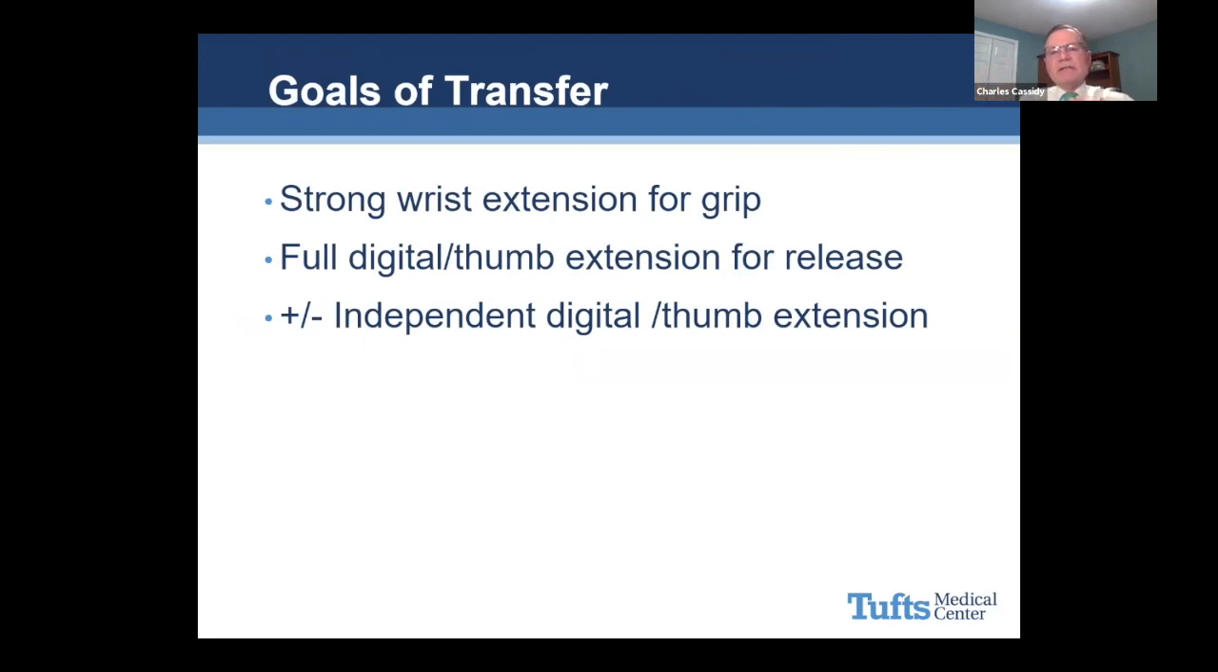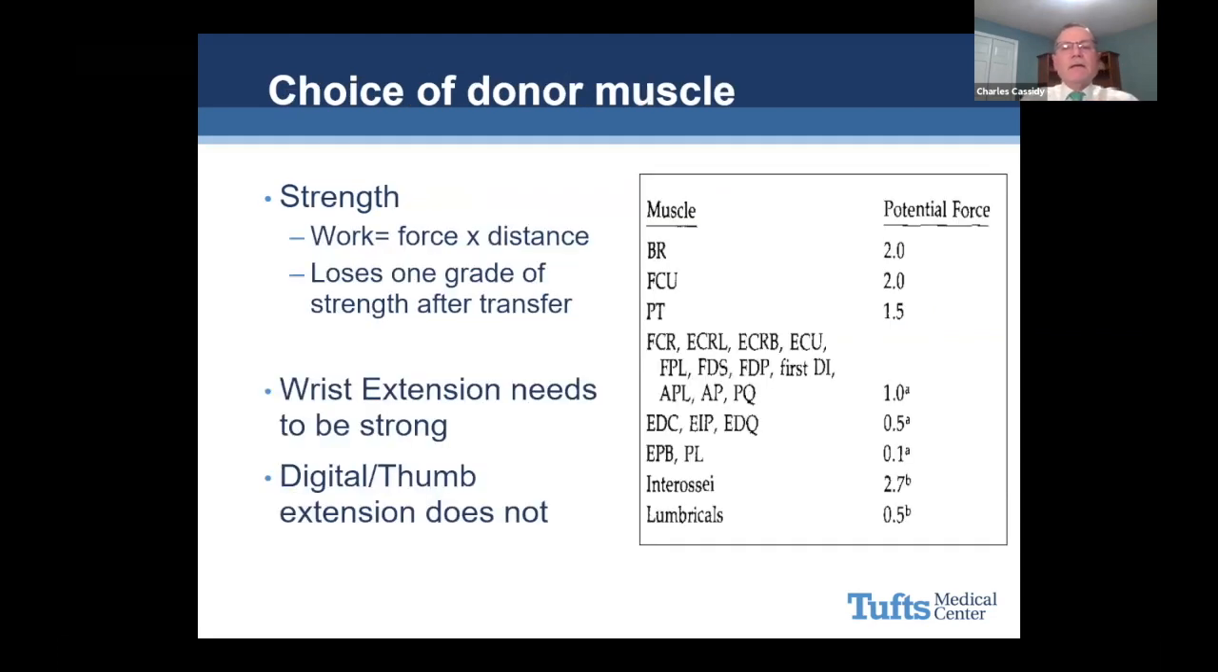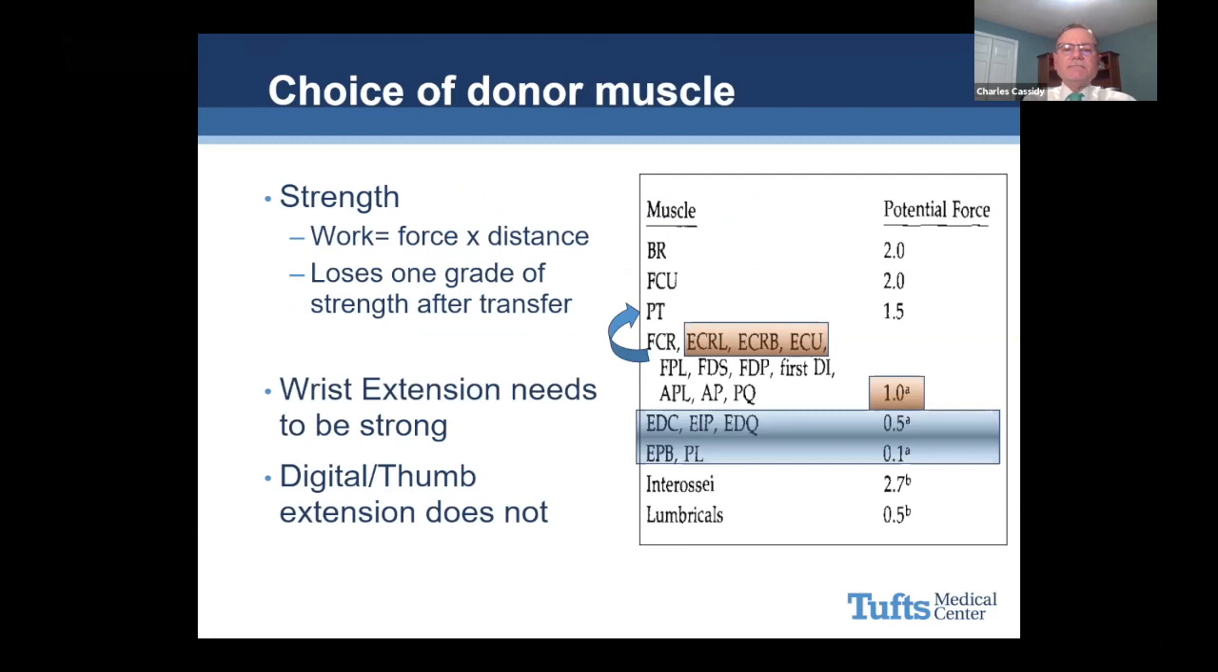Full thumb and digital extension for release, plus or minus independent digital and thumb extension. As Chai mentioned, strength is an important consideration. And it's important to remember that we lose a grade of strength after the transfer. So if we use the relative value of wrist extensor as 1, the pronator teres is really an ideal transfer because it has a potential force of 1.5. So stronger than the native wrist extensor. On the other hand, digital and thumb extension does not. That's more positional. And you can see here that the relative strength is much less than the wrist extensor strength.